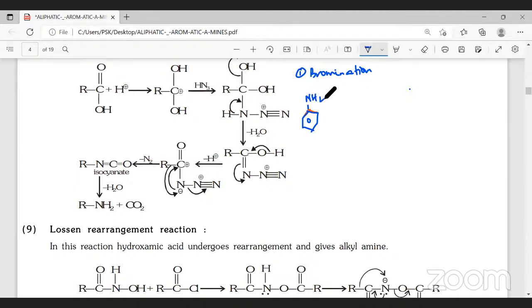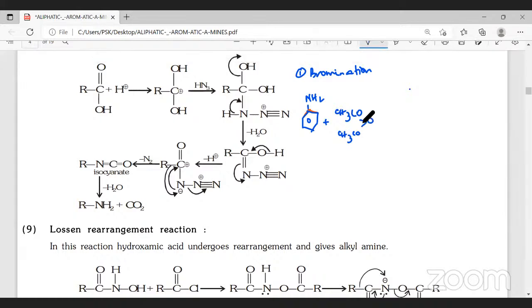NH2, this is aniline. It's an aromatic amine. This is allowed to react with acetic anhydride, CH3CO, CH3CO, and O. Acetic anhydride. So what happens is, this hydrogen reacts with this oxygen.